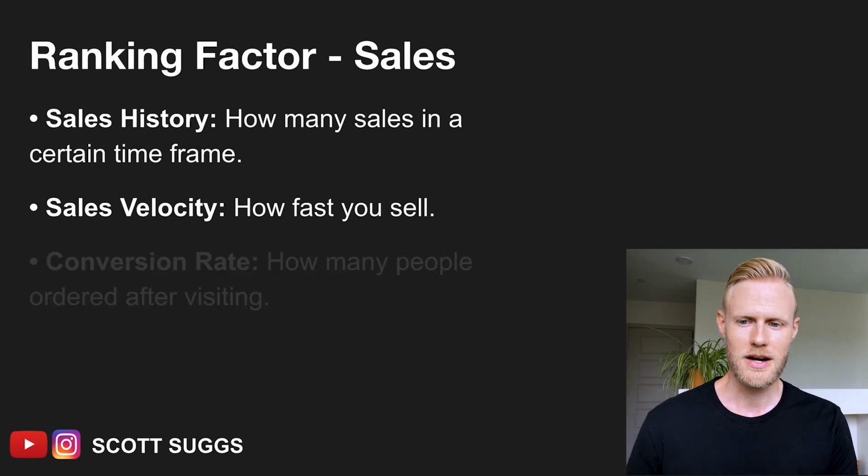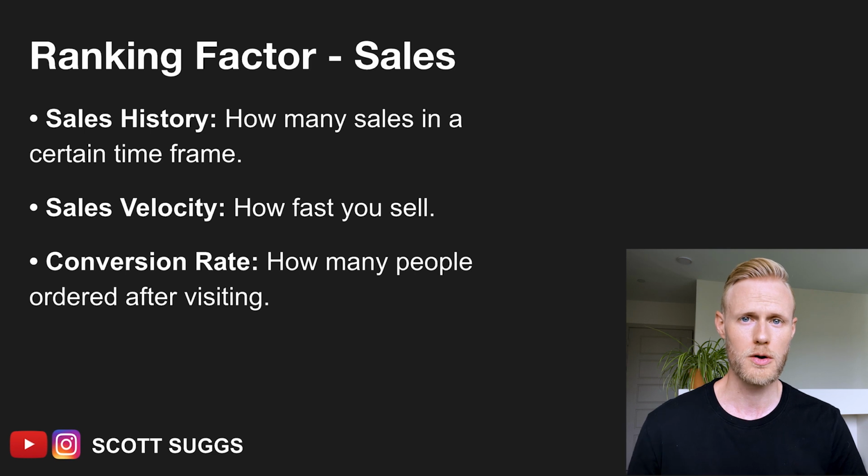And the next point to cover here is conversion rate. And this is probably one of the most important ones we're going to cover. It is the percentage of people that order your product compared to the number of people that actually just visited your listing. The more people that order your product, obviously that's a signal to Amazon that your product is relevant. So if people search a certain search term into Amazon and then find your product and buy it, Amazon can say, okay, this product is relevant for this search term, and then increase the ranking for it.